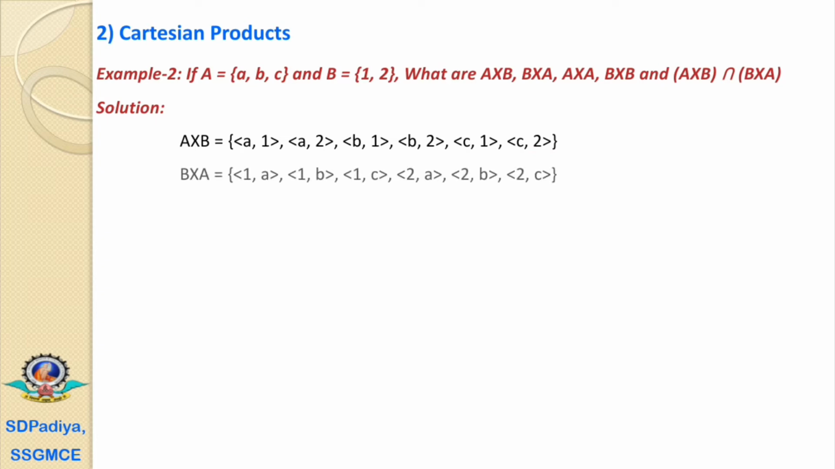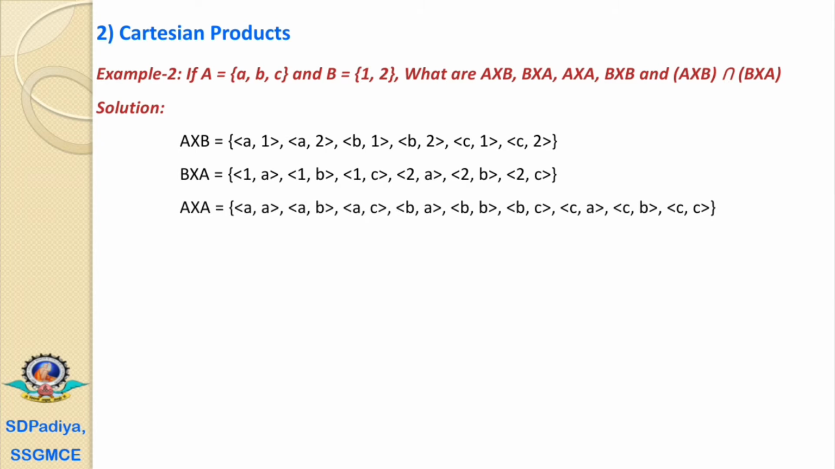The Cartesian product of B and A. Now the first element must be of B. That's why it will be (1, a), (1, b), (1, c), that is, 1 with all the elements of A. Now for the second element of B, we get (2, a), (2, b) and (2, c).